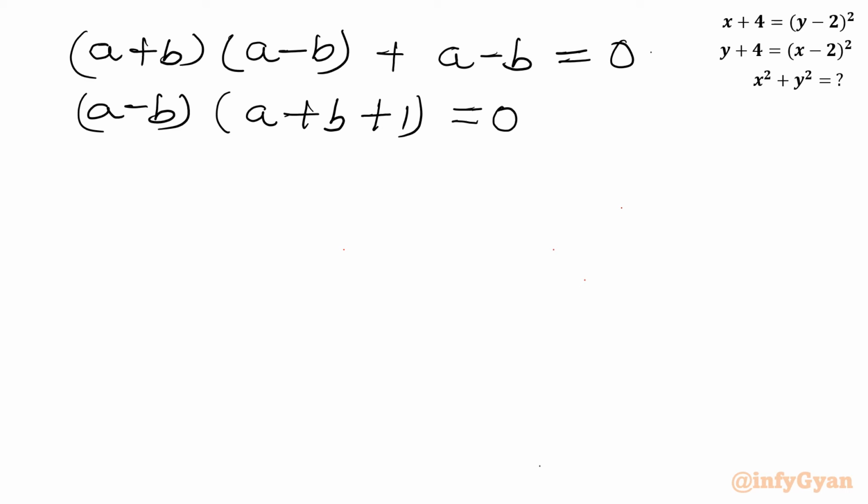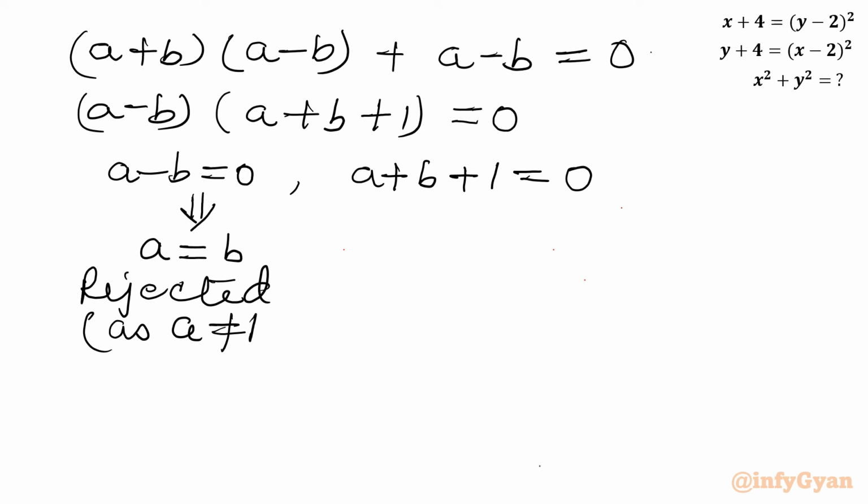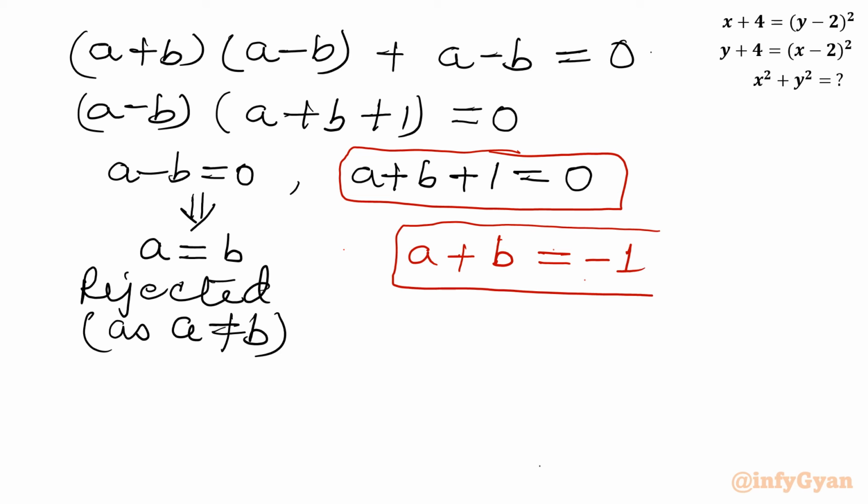Now f dot g equal to 0. So either we will write a minus b will be 0 or we will write a plus b plus 1 will be 0. From the first, we can write a equal to b, which is not true as per our condition. So we will reject this solution, as a cannot be equal to b because x cannot be equal to y. Now what is left? It is only the equation a plus b plus 1 equal to 0. So from here I will get a plus b equal to negative 1, which is a very important result.